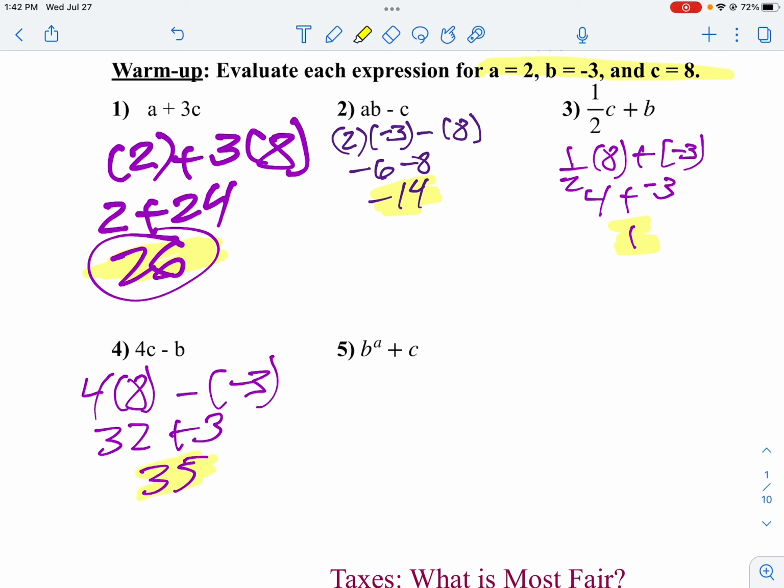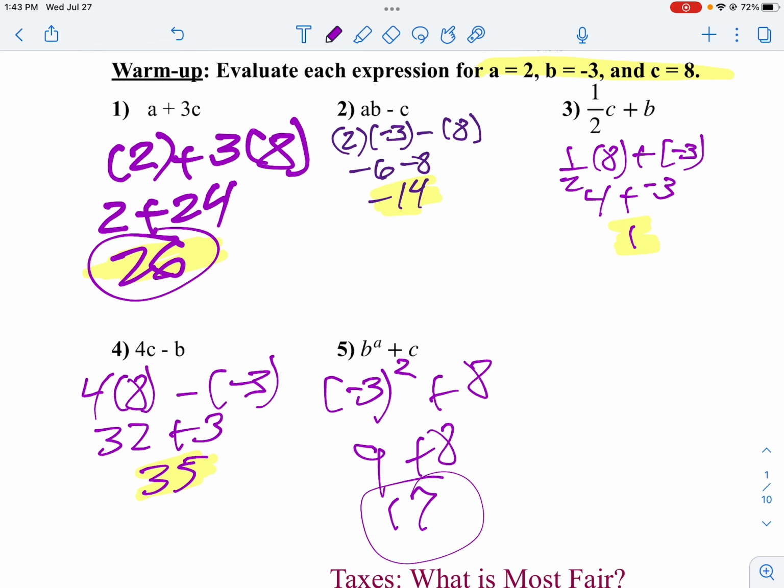If we take a look at number 5, this is probably one I'm going to spend the most time explaining on. We're going to do b to the a power, so b is -3. I'm going to raise that to the second power, and I'm going to add c, which is 8. Notice this is where parentheses become important. When I take a negative number and I square it, a negative times a negative is a positive, so I get 9 plus 8, which is 17.